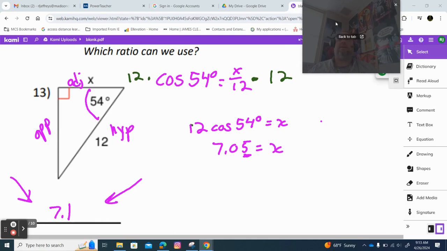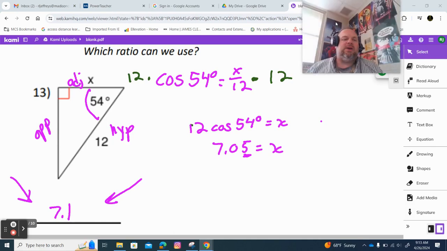All right. Are we okay with number 13? I see some people still writing down. Some people taking those invisible notes.